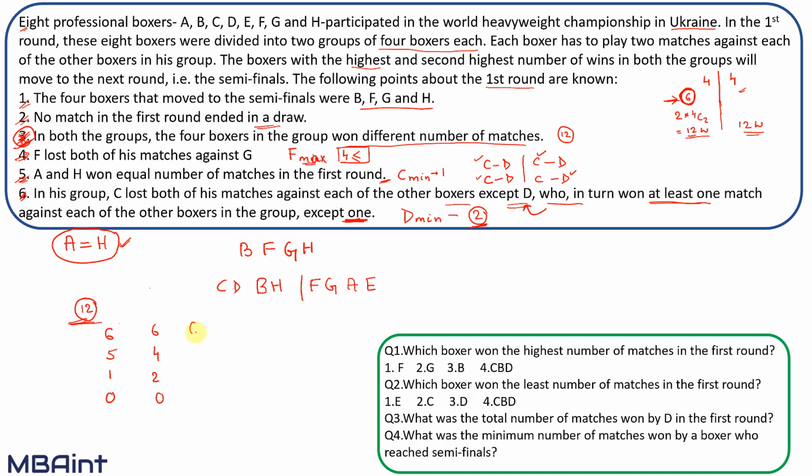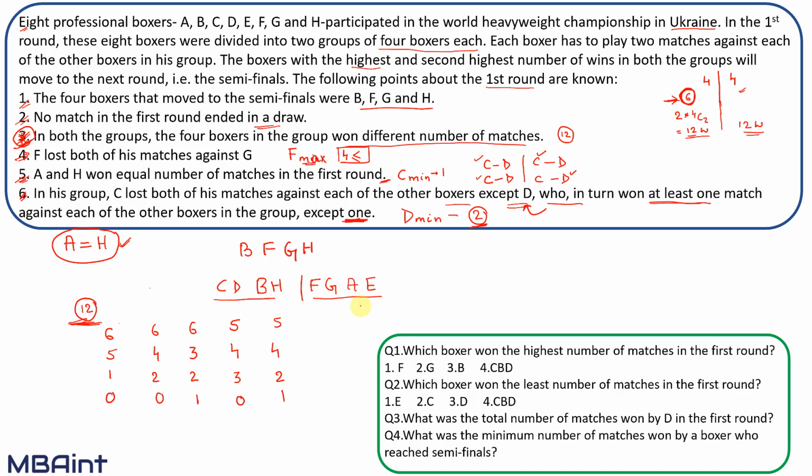So it can be 6. Can I make it 3? Okay, 6, 3 can be given. 6, 3, 2, 1, right? This can also be a possible combination of 12 with different wins. Another could be 5, 4, 3, 0. Another could be 5, 4, let's give 2 and 1. Fine. So we have 2 groups: C, D, B, H and F, G, A, E.